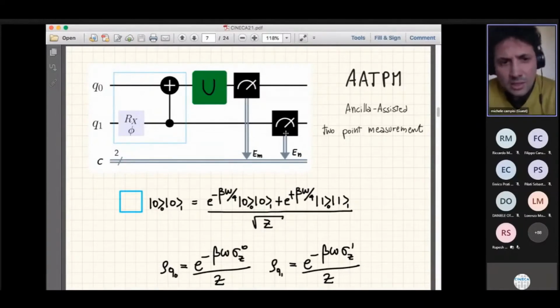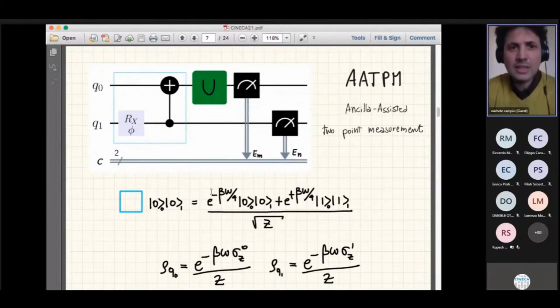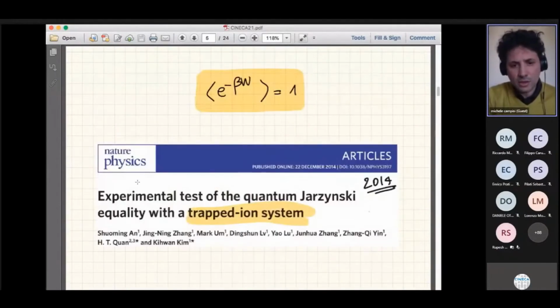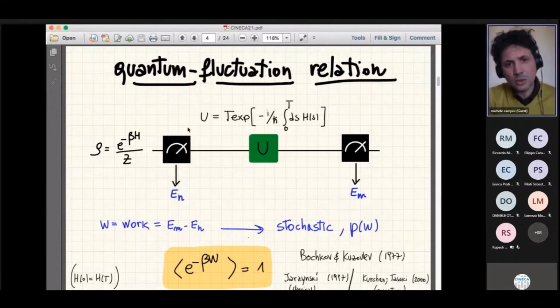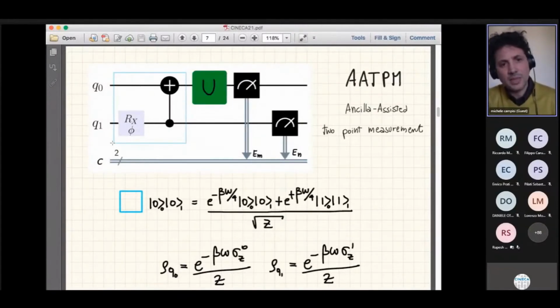I'm saying this all in words, but one can prove that the statistics of the difference of these two eigenvalues obtained in this manner is exactly the same as you would obtain with the standard circuit that I've shown here, which is called the two-point measurement scheme. Our scheme is called the ancilla-assisted two-point measurement scheme. We have an ancilla that helps. And this entangling operation also creates the wanted thermal state for the qubit, because if you look at the marginal distribution of this state, it's actually a thermal state. So it solves the two issues at the same time.